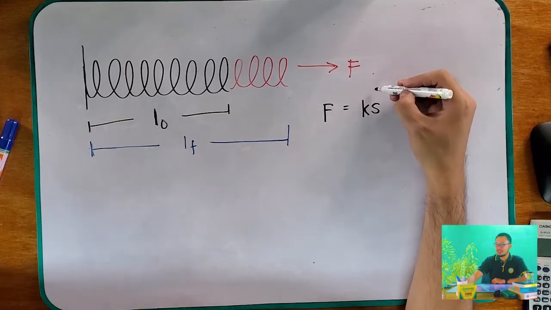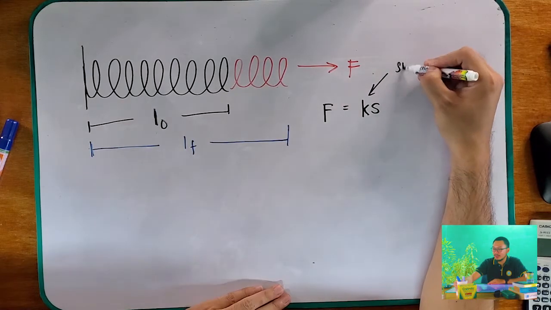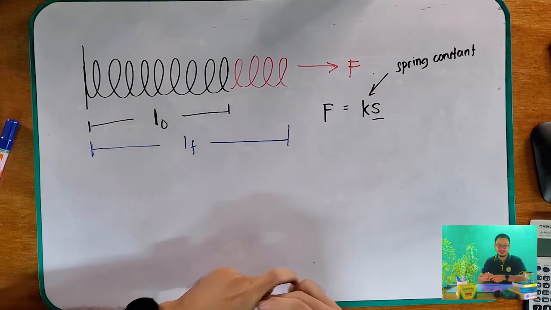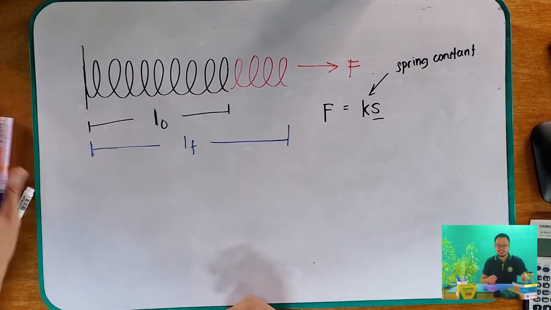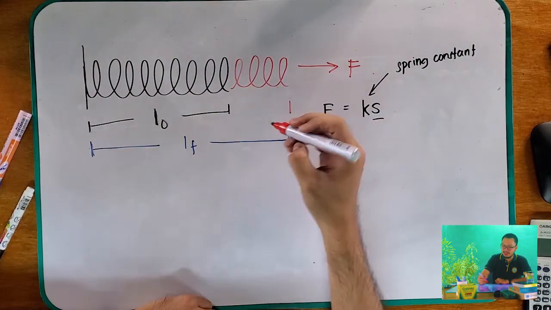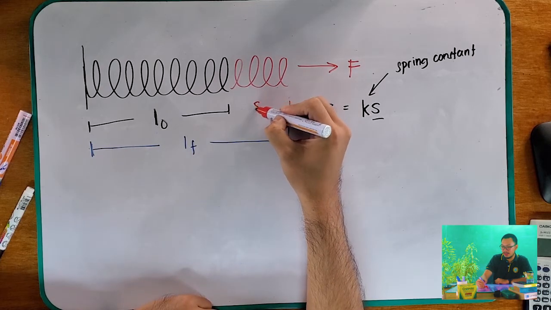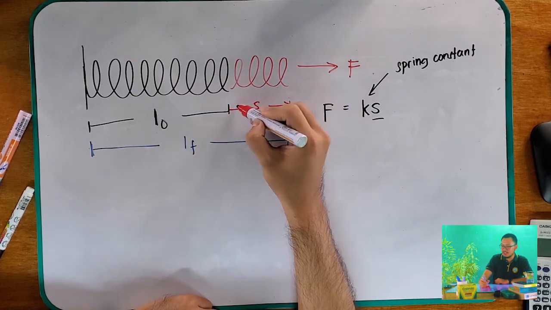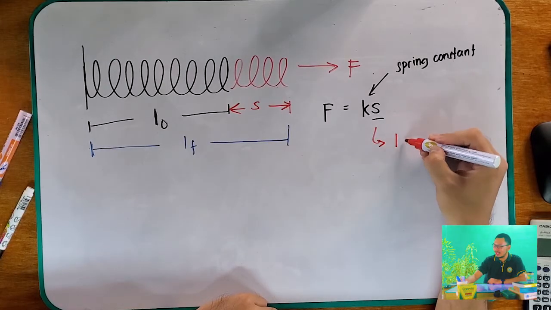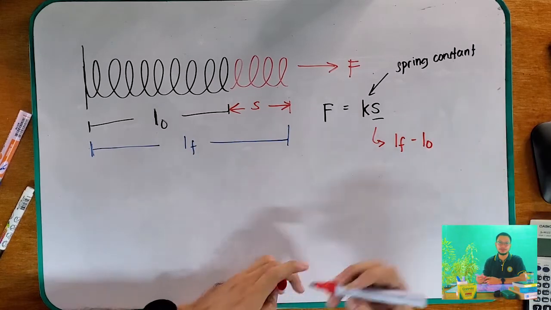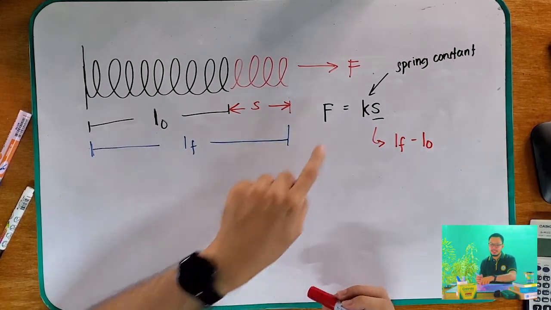Okay? In which your K is your spring constant. And usually, this is given in your problem. Your S, unsa man ang S? Basically, your S is just the difference of your LF and LO. So, this one is your S. Okay? So, take note, your S is just equal to LF minus LO. And if you have this one, then you will get your force.